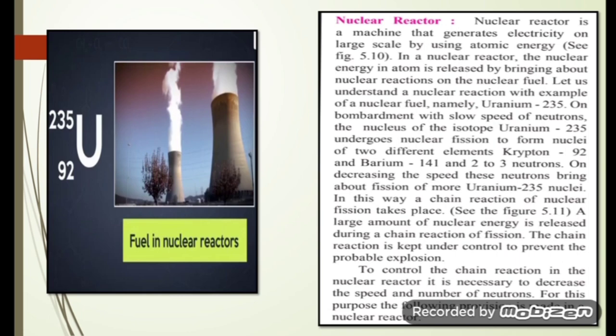During a chain reaction of fission, it is kept under control to prevent a probable explosion, so that the explosion should not happen. To control the chain reaction in the nuclear reactor, it is necessary to decrease the speed and the number of neutrons. That means the speed is controlled so that the chain reaction can be controlled. For this purpose, the following provision is made in the nuclear reactor.